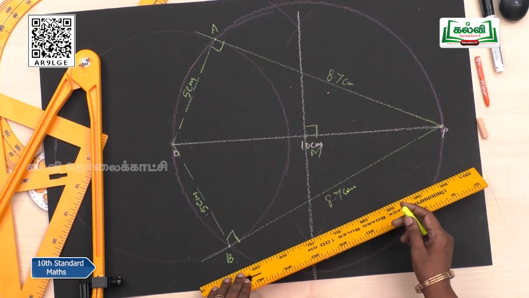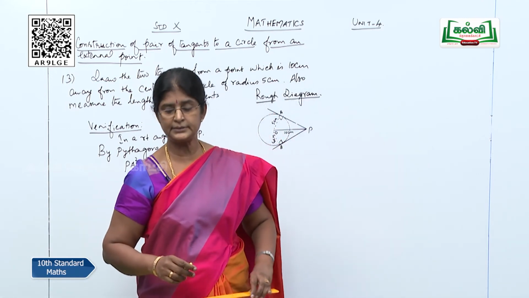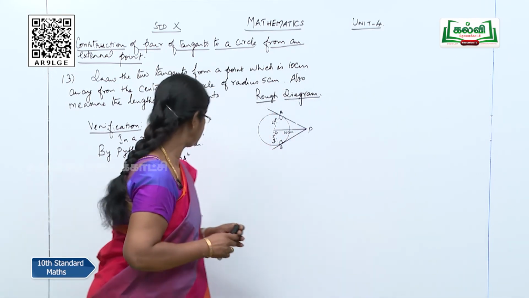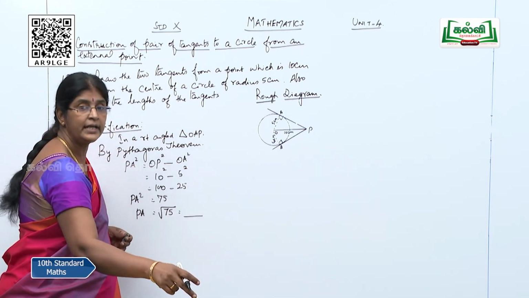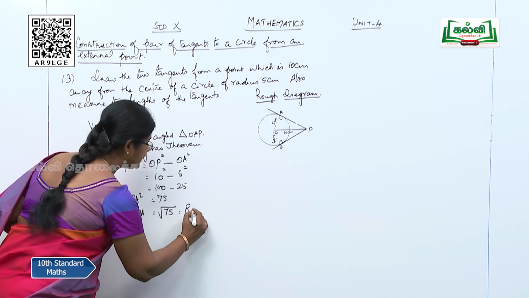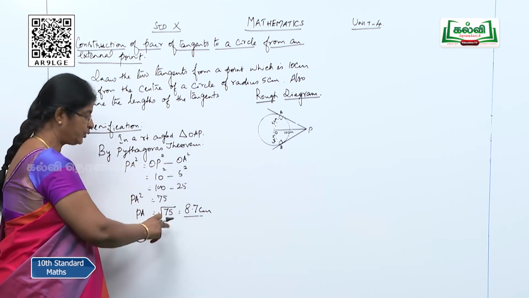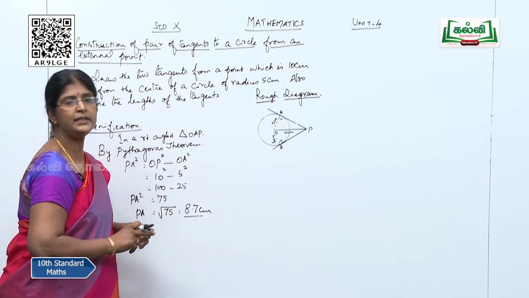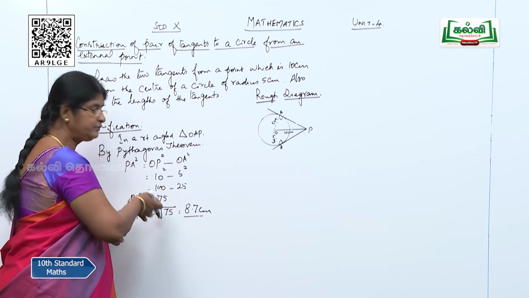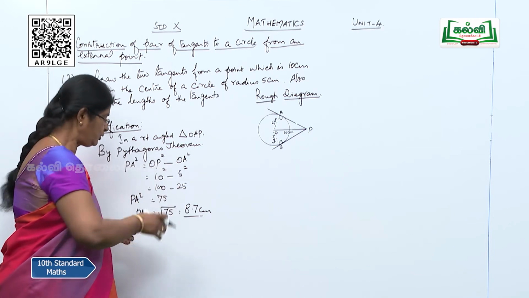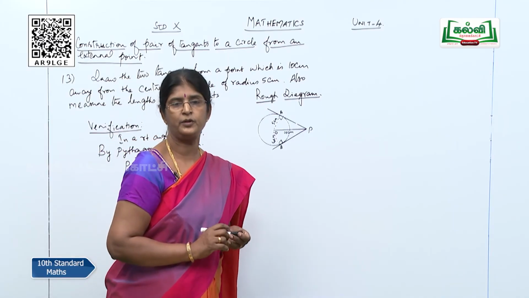The construction is over. Now what I said is verification part we didn't complete still, no. So we are completing it now. Root of 75. Now I got it as 8.7. So I am writing 8.7 centimeter. If you take 75 for square root of 75, you will get definitely 8.7 centimeter. So this is a long division method. You can check it also. Take 75 and find the square root of it, you will get 8.7.